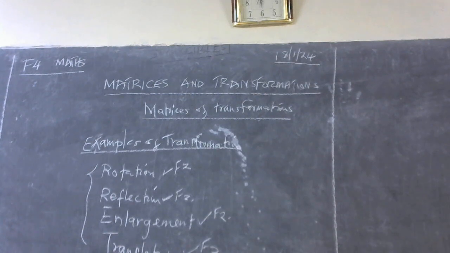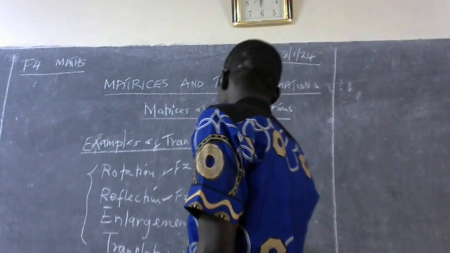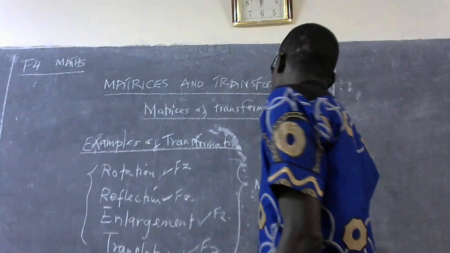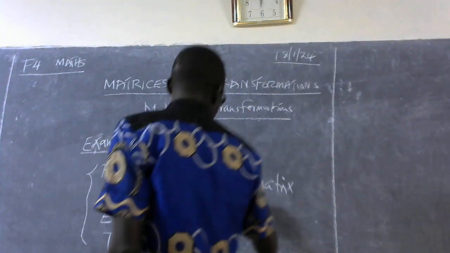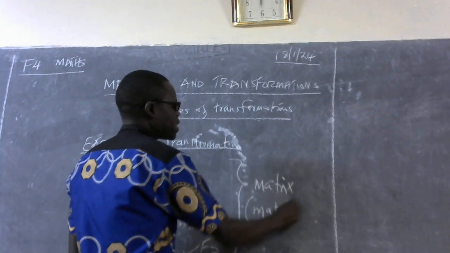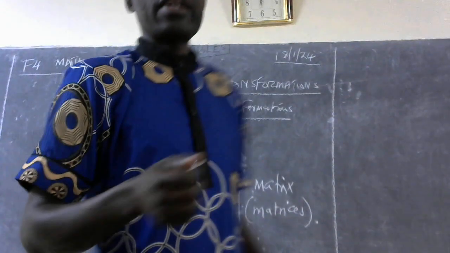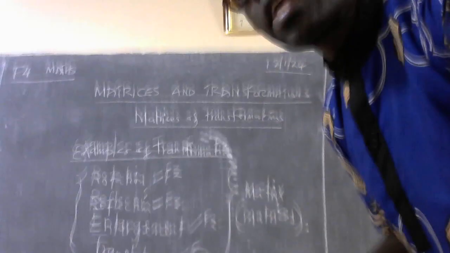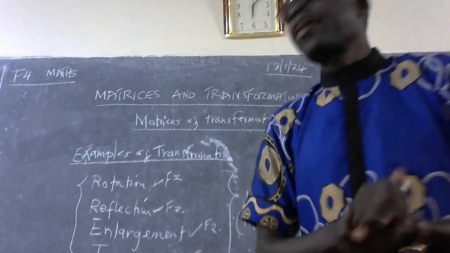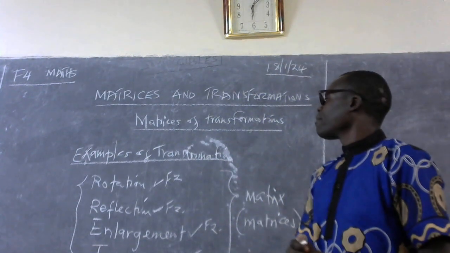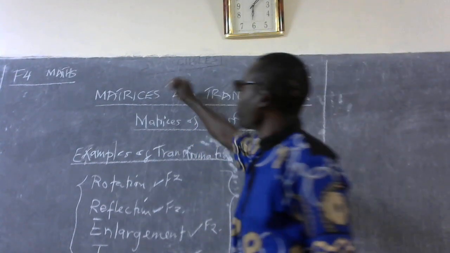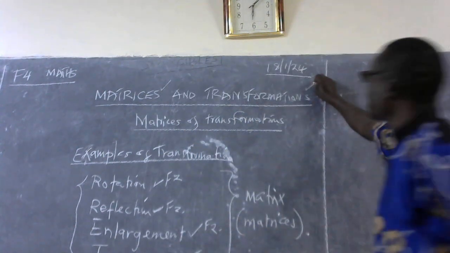The Form 3 concept we are using is called a matrix. In plural we call them matrices. So we are using a matrix to carry out the transformations. That's why the topic is called matrices and transformations.